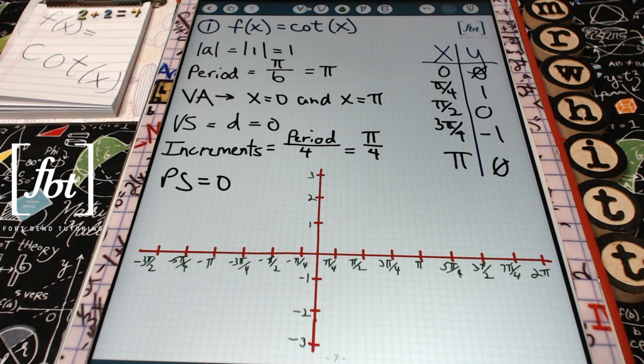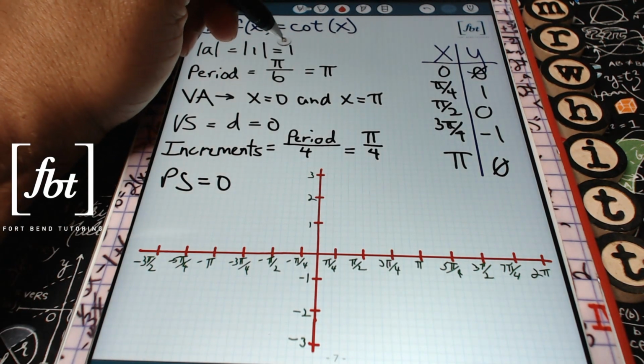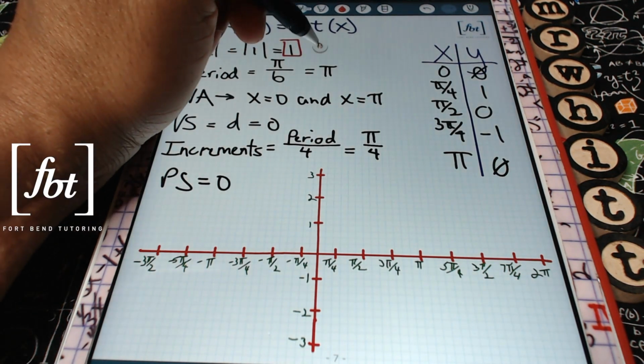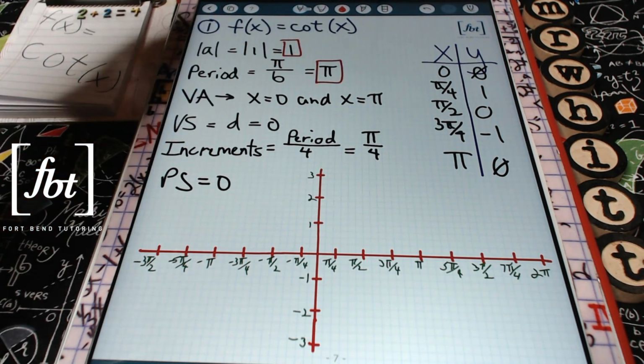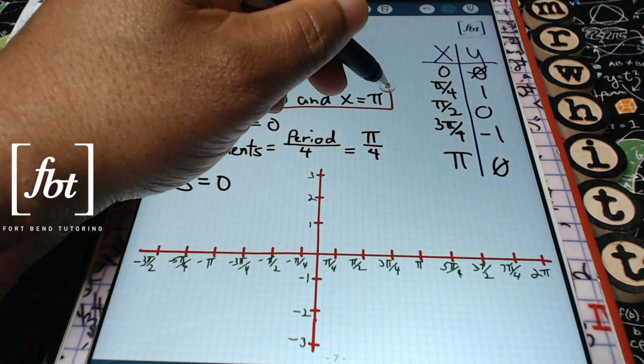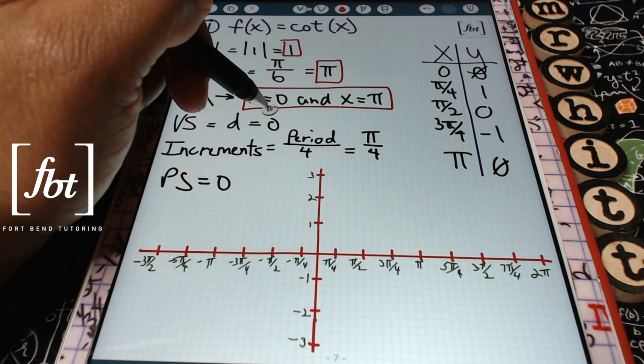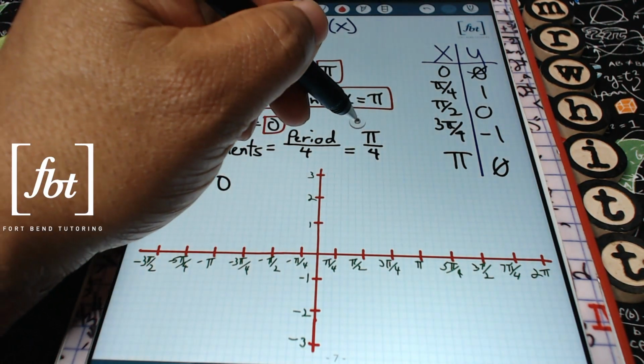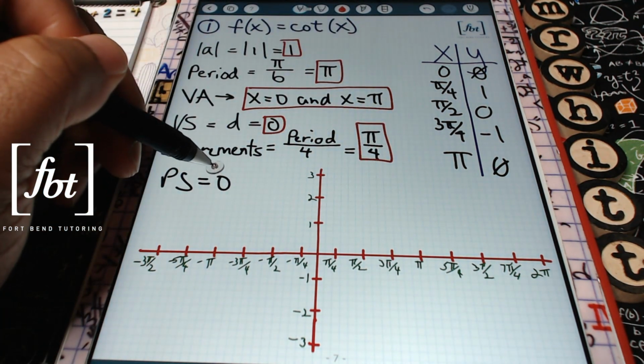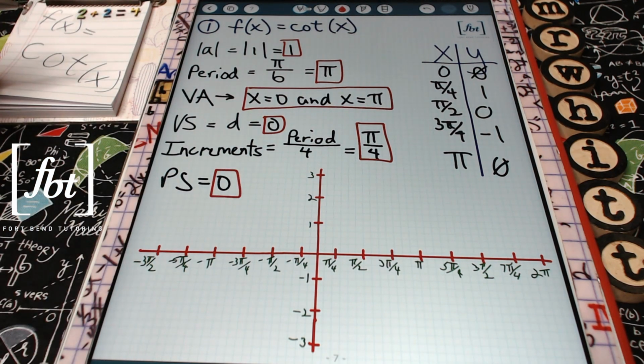So red, box it. That's right. Let's go ahead and box up our vertical stretch here. We're going to box up the period. We're going to box up our 2 vertical asymptote equations and our vertical shift, as well as the increments and our phase shift. All important information.